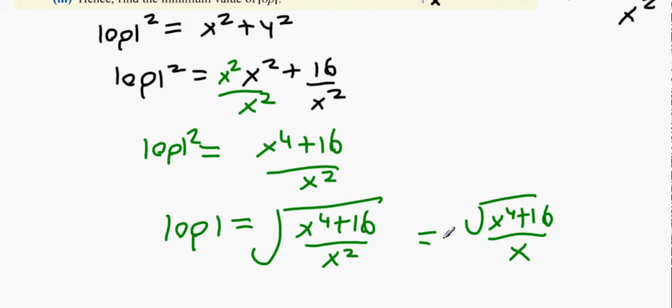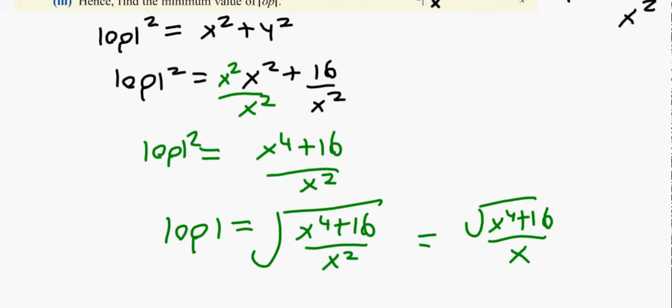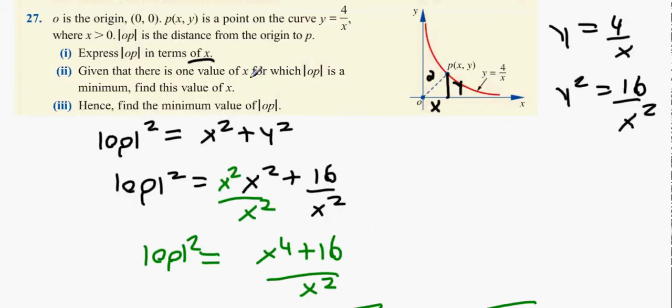Okay, so we've done that successfully. Now what we're looking to do next is, given that there is one value of x for which OP is a minimum, find this value of x.